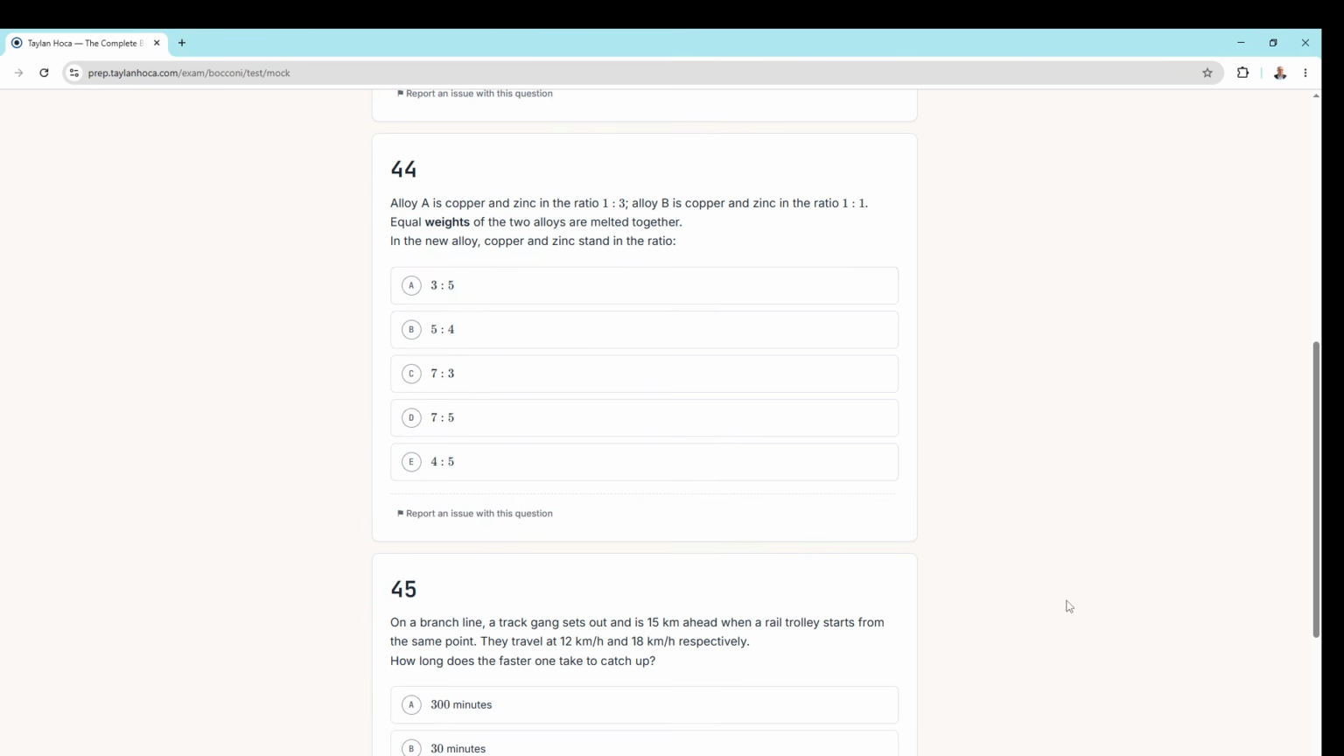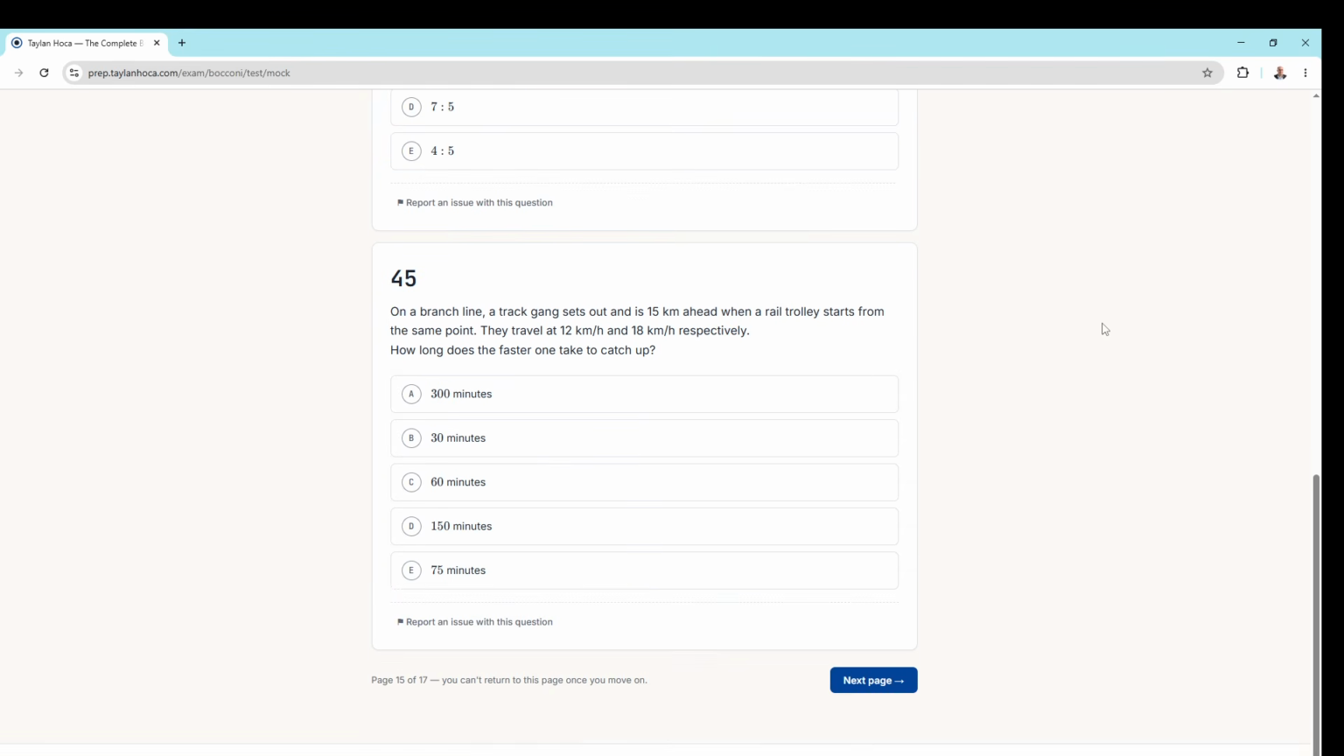All right. Alloy A has a 1:3 ratio of copper and zinc. Alloy B has a 1:1 ratio. Equal weights of the two alloys are melted together. In the new alloy, copper and zinc. So I will do it practically: 1:3 in the first one, so the weight is 4, and 2:2 in the second one because the weight must be 4 again. The weights are equal, so I sum them. The first one 3, the second one is 5. So 3:5 is the correct ratio. As you can see, I got very practical.